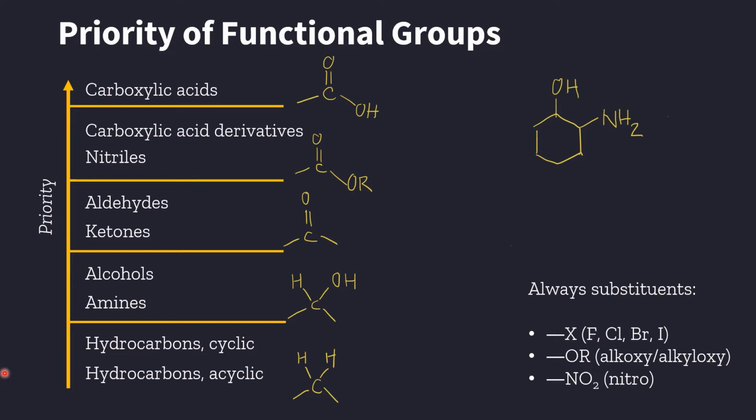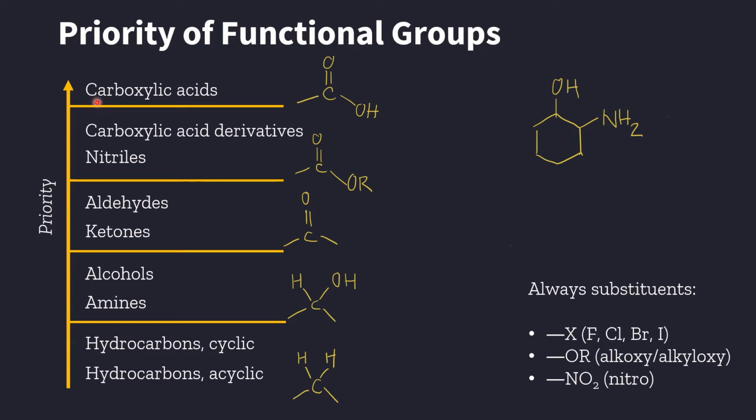The hydrocarbons lie on the bottom of our priority list because they do not contain any heteroatoms. Next we have the alcohols and amines. Then we have the aldehydes and ketones. Next we have the carboxylic acid derivatives, which include the nitriles. And finally we have the carboxylic acids. Carboxylic acids are at the top priority.